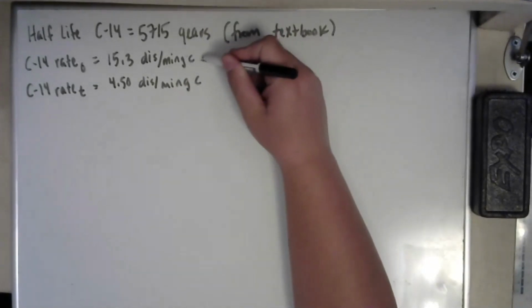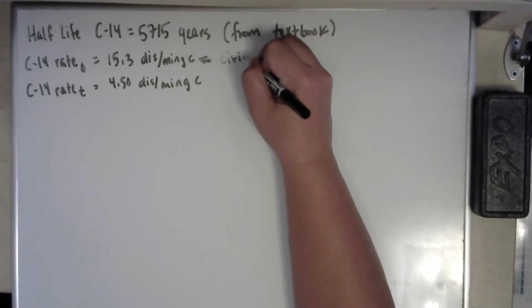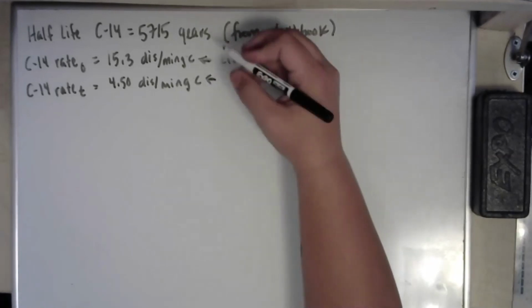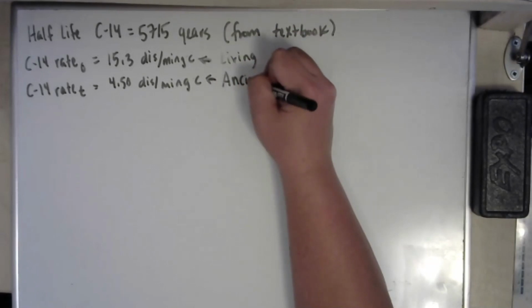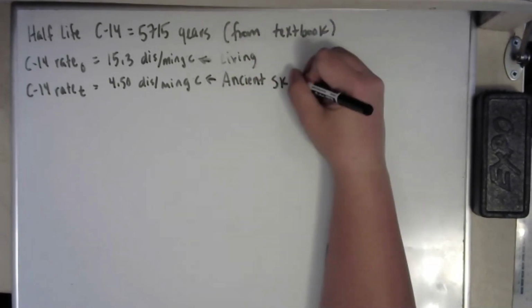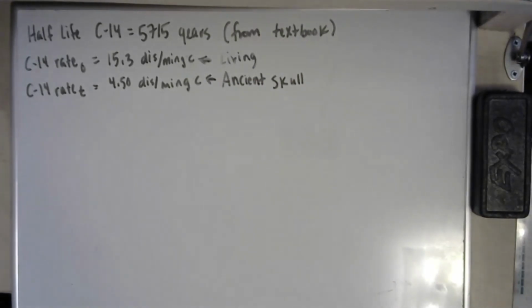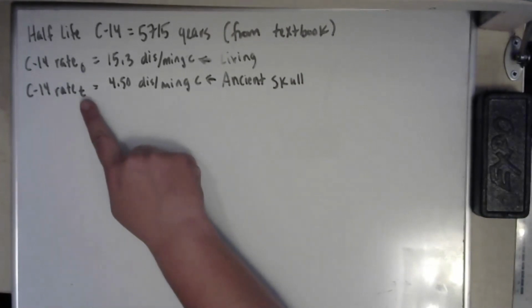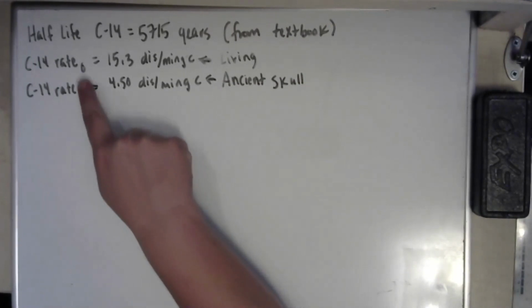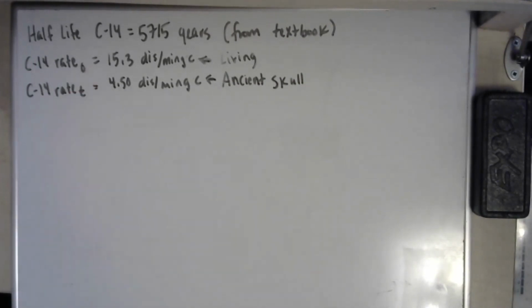This decay rate here indicates living organisms. This decay rate here is going to be this ancient skull that they found. Okay, and we're supposed to look at these decay rates and figure out how old the skull actually is. So we can do that using the half-life of carbon-14 and our integrated rate law, because we have a way to relate the rate of disintegration after some time has passed to the original disintegration rate, as long as we know the rate constant. So that's what the half-life formula is going to help us with.